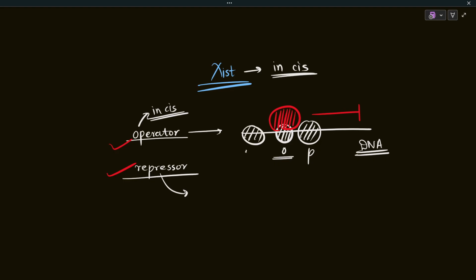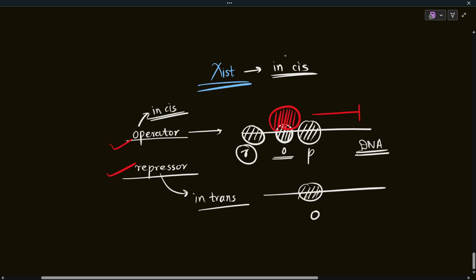So this is the gene which codes for the repressor protein, but this repressor protein can work in trans fashion, meaning it can work on DNA which is not of its origin. It can work on this DNA as well as on another DNA strand. So it can bind to another operator sequence present on a different DNA molecule.